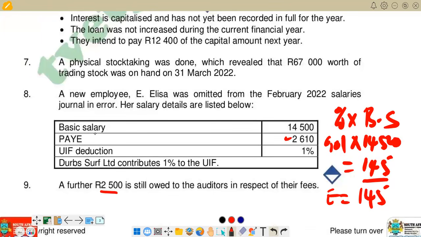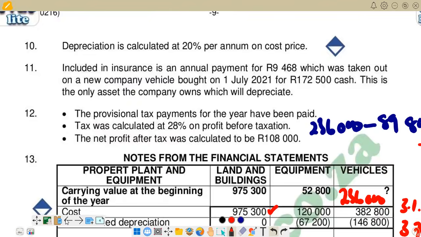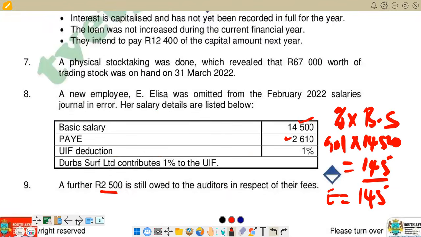And also we have a basic salary here, which was also omitted. Remember, we adjusted for pay as you earn, and we adjusted for UIF. So we are supposed to add this figure to this figure to get the total accrued expense. Accrued expenses fall under the current liabilities, and we put them under payables, other payables. So here we are just going to summarize that one. Let's just recheck the figure that we have for salary. It's 14,500.